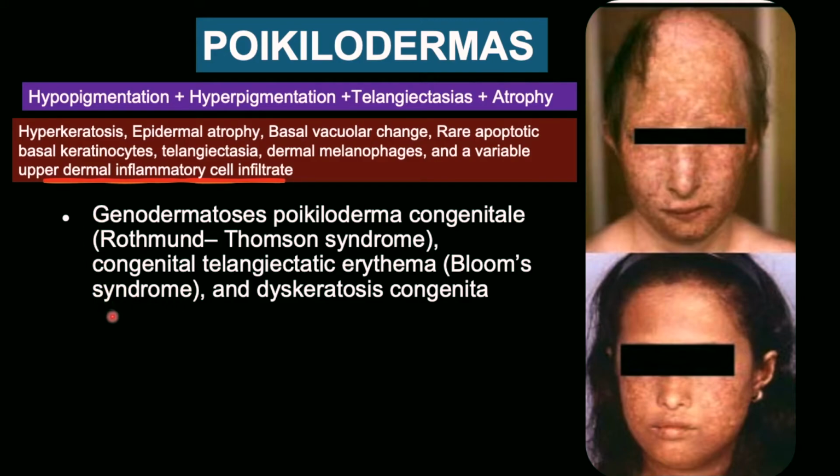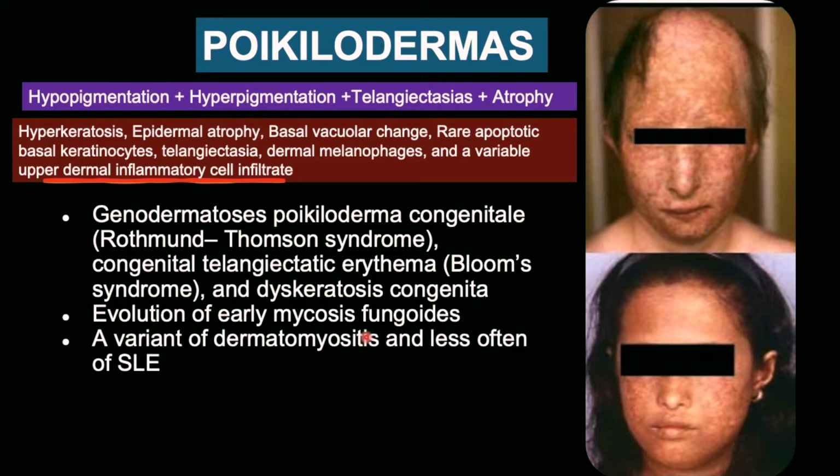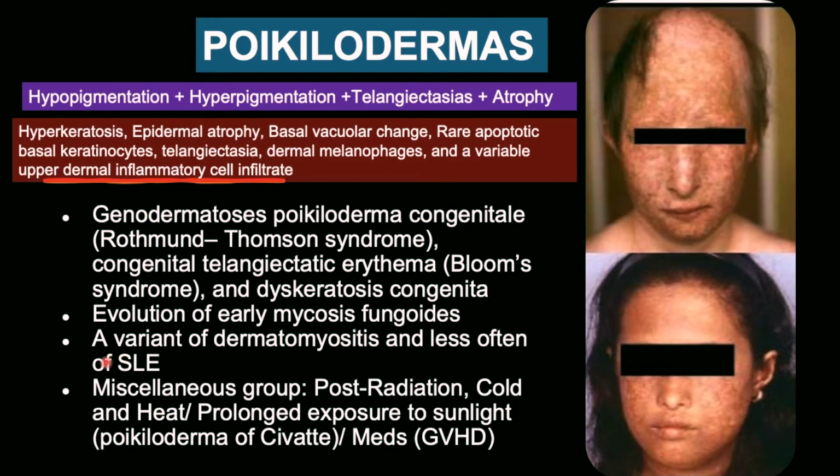The first category is the genetic type of conditions. In the past, it was not a separate category, but now mycosis fungoides, early lesions, is considered a separate category in terms of the poikilodermas, and the variant that is related with dermatomyositis and less often SLE. And the final category is kind of a waste basket that has different features.